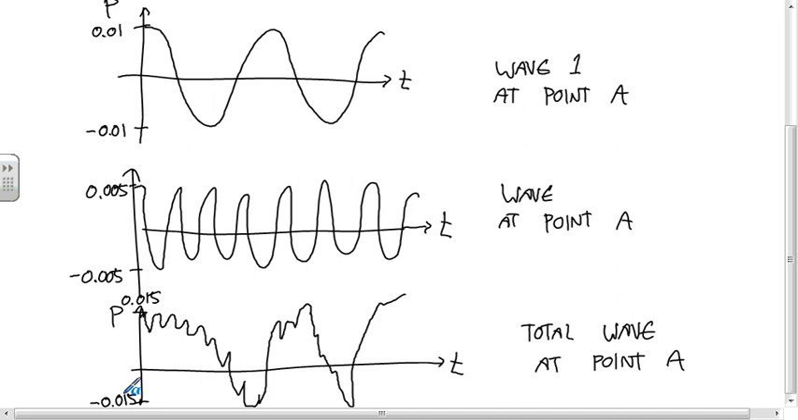Any questions about this yet? So all you do is at each individual point, you just add up what the values are. Like when time is equal to 0, you take the 0.01, add it to the 0.005, and you get a value of 0.015.